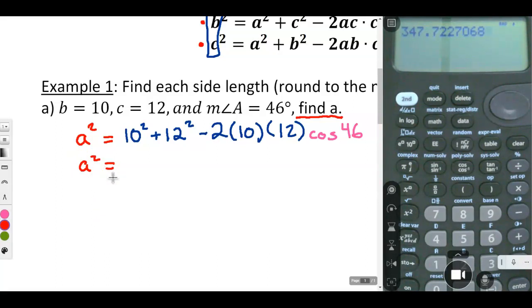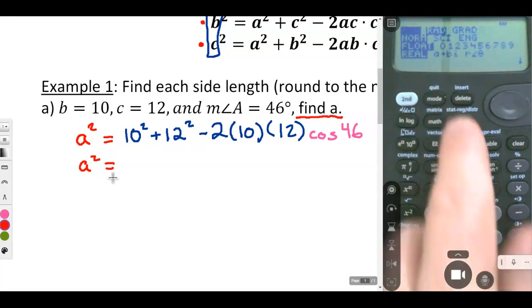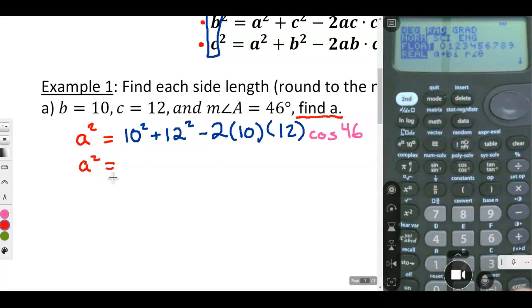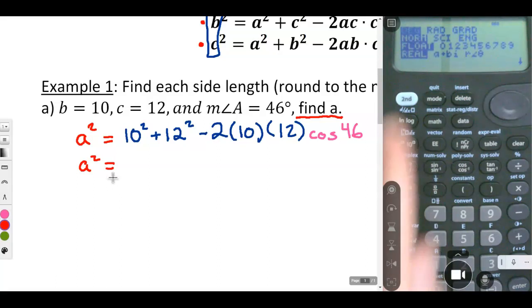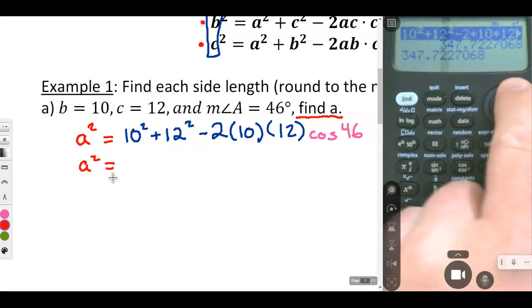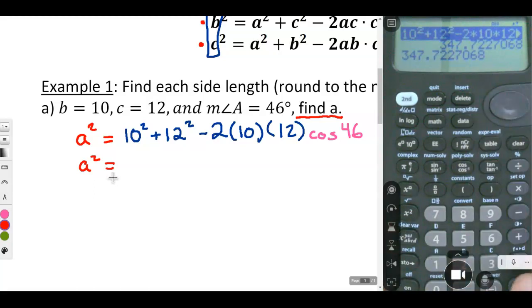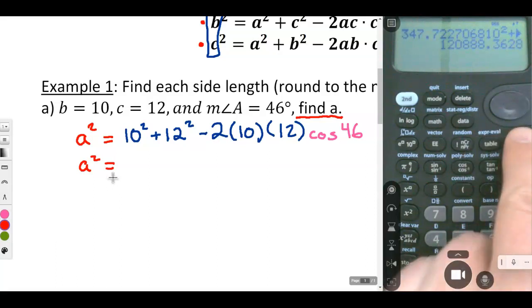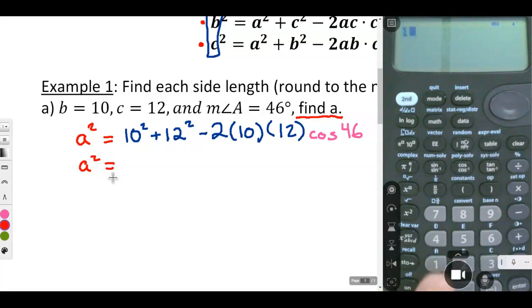No? Oh, good. That means you're all in the right mode. So just keep in mind, if you're not in the right mode with degrees, you could get the wrong answer. Did you get that answer? No, it's too big. So always check that mode. It's one of those first things, especially before a test or a quiz. I want to have that down correctly.